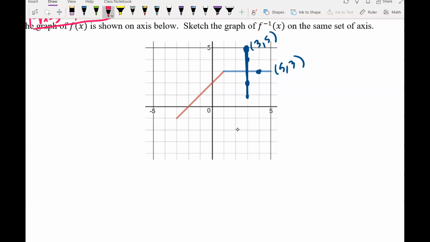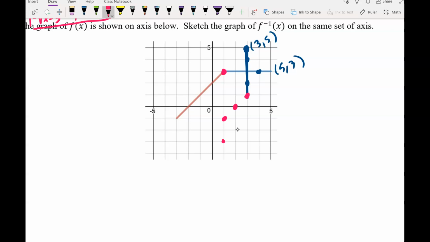This point right now is at 1, 3, so it's going to move to the point 3, 1. This point here is at 0, 2, so it's going to move to the point 2, 0. This point here is at negative 1, 1, so it's going to move to the point 1, negative 1. This point here is at negative 2, 0, so it's at 2, 0. I already have that one. And then this one here is at negative 3, negative 1, so I know it's going to move to negative 1, negative 3.